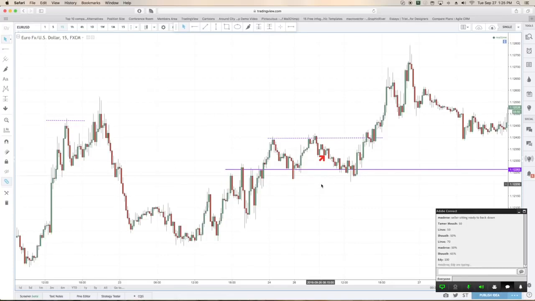Hang in there. Then the sellers come in down to here, and then we get a retracement. What kind of retracement is that? 50%. Okay. Then the sellers try again. So notice what happened from before, from a 70% retracement to now a 50% retracement. What does that tell you about the sellers?